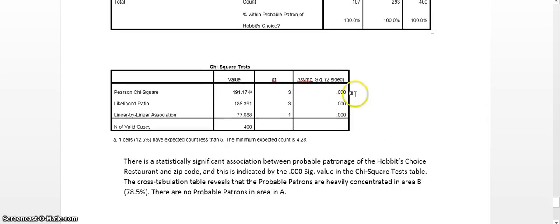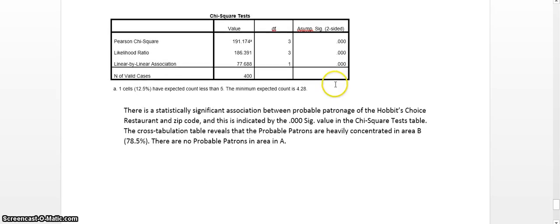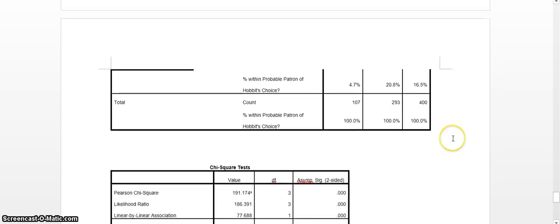And then for the zip code, you would also again report the sig value. It's significant, so there is an association. When there's an association, you will go ahead and talk about which zip code area would have the highest probability of people visiting or patronizing the Hobbit's restaurant. In this case, it will be the B area, but no probable patrons will be in the A area. So this is how you would distinguish it.